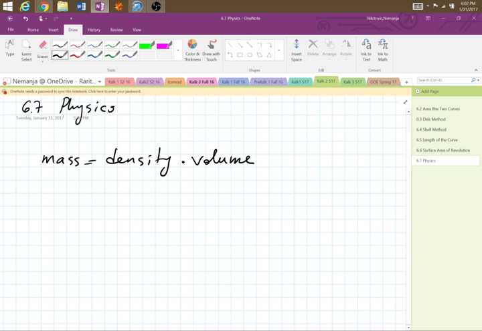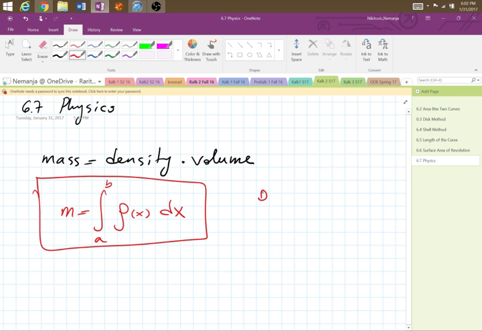So, let's see. For the mass of a one-dimensional object, now this is the integral that you should know, because this is not per se physics, it's common sense. Mass should be the integral of the density function. So this rho of x is the density function. What is that? Rho, a Greek letter, instead of r. Well, actually r is instead of rho.